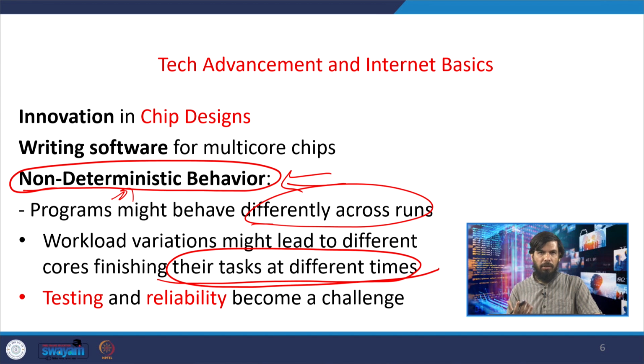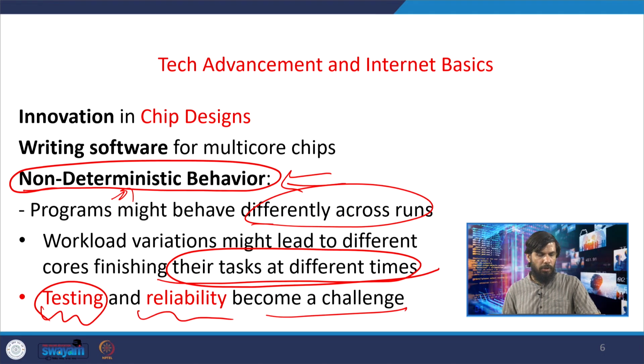Again the allocation might happen differently, and therefore the time taken to execute a program might not look the same because of this workload variation, which core will get what, and the inherent variation in the workload themselves. So because of that, what happens? Testing of the software and its reliability becomes a challenge, right. This non-deterministic behavior might throw up certain issues because different cores might finish tasks at different times.